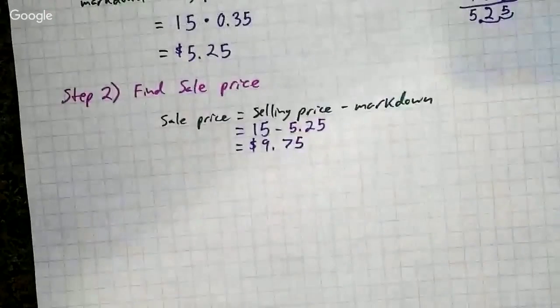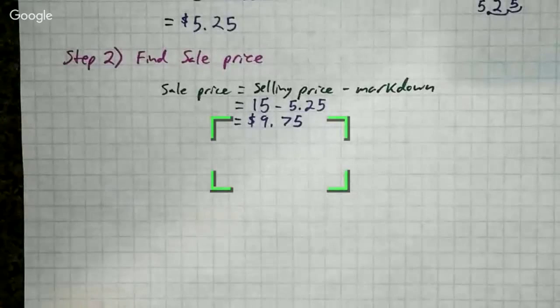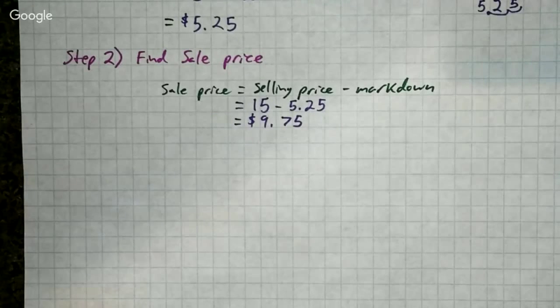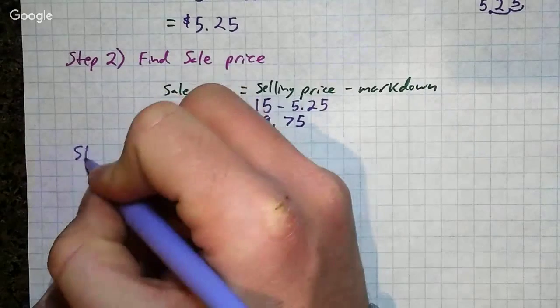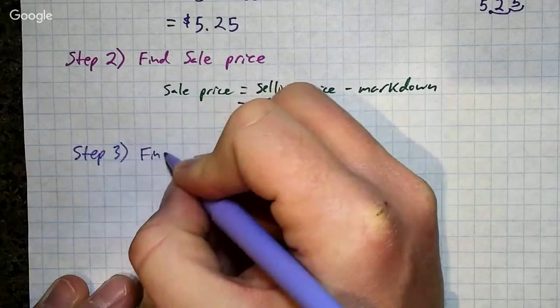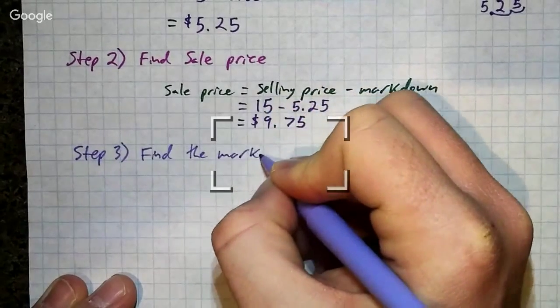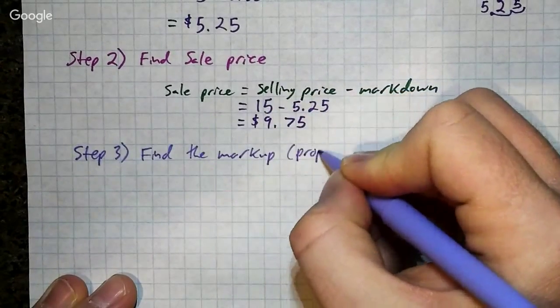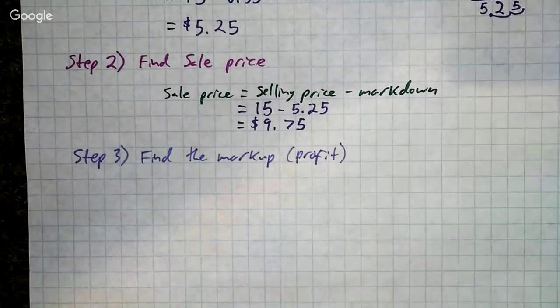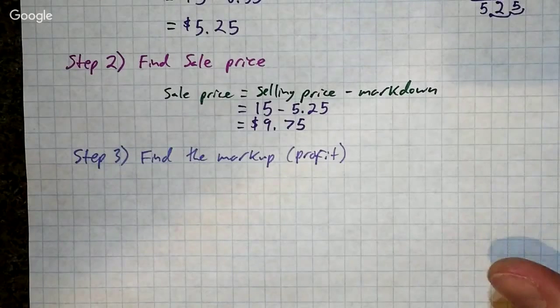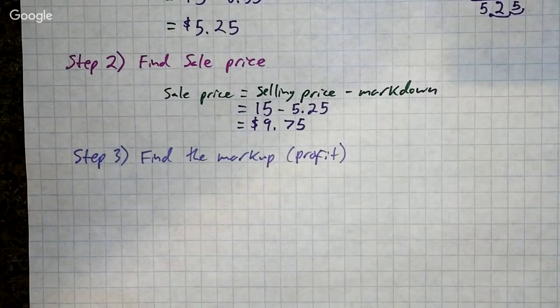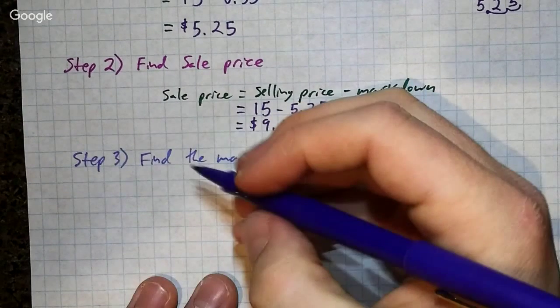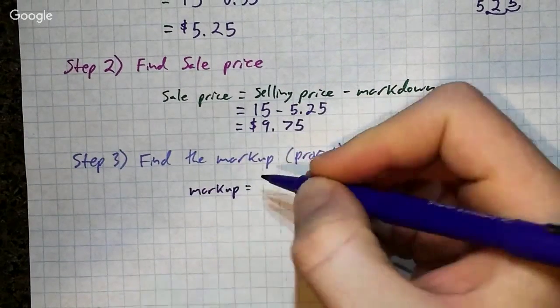$9.75. And the final thing, now that we have that sale price, now we can finally calculate our profit or our markup. To find the markup, let's use a different color again. We'll use this one. Step 3, find the markup, which in this case is also going to be the profit. How much more is our sale price than our initial original price that Mrs. Berry bought them for?